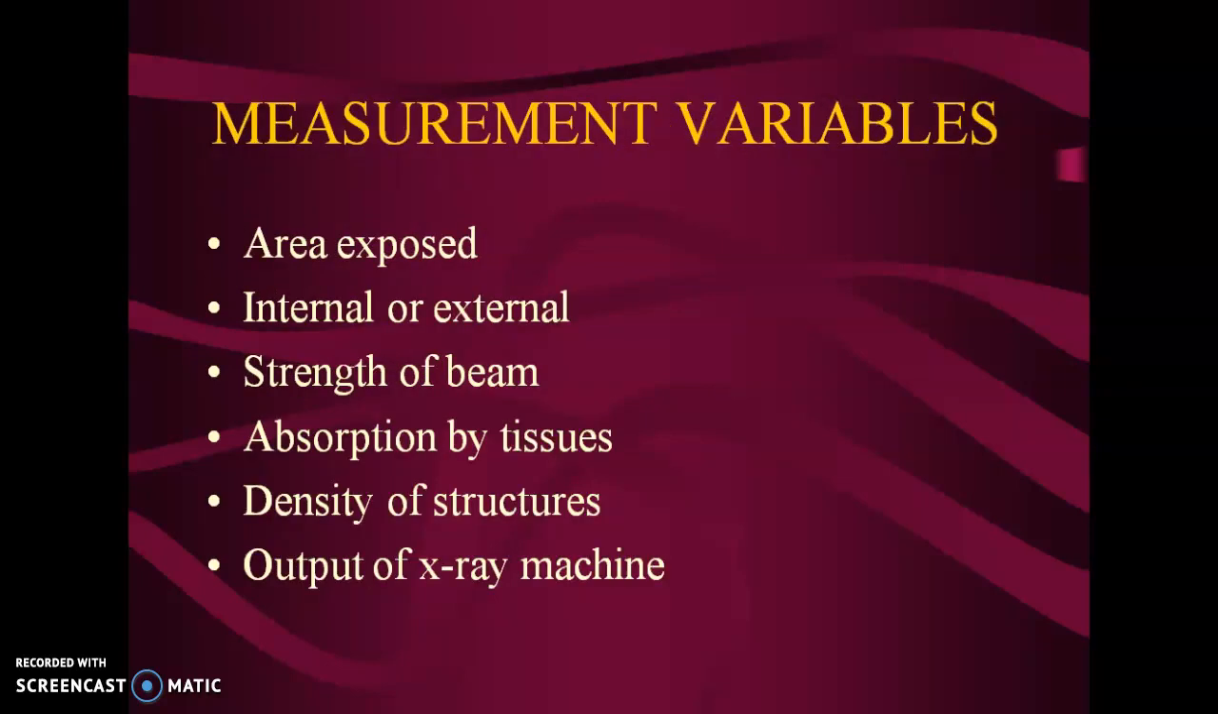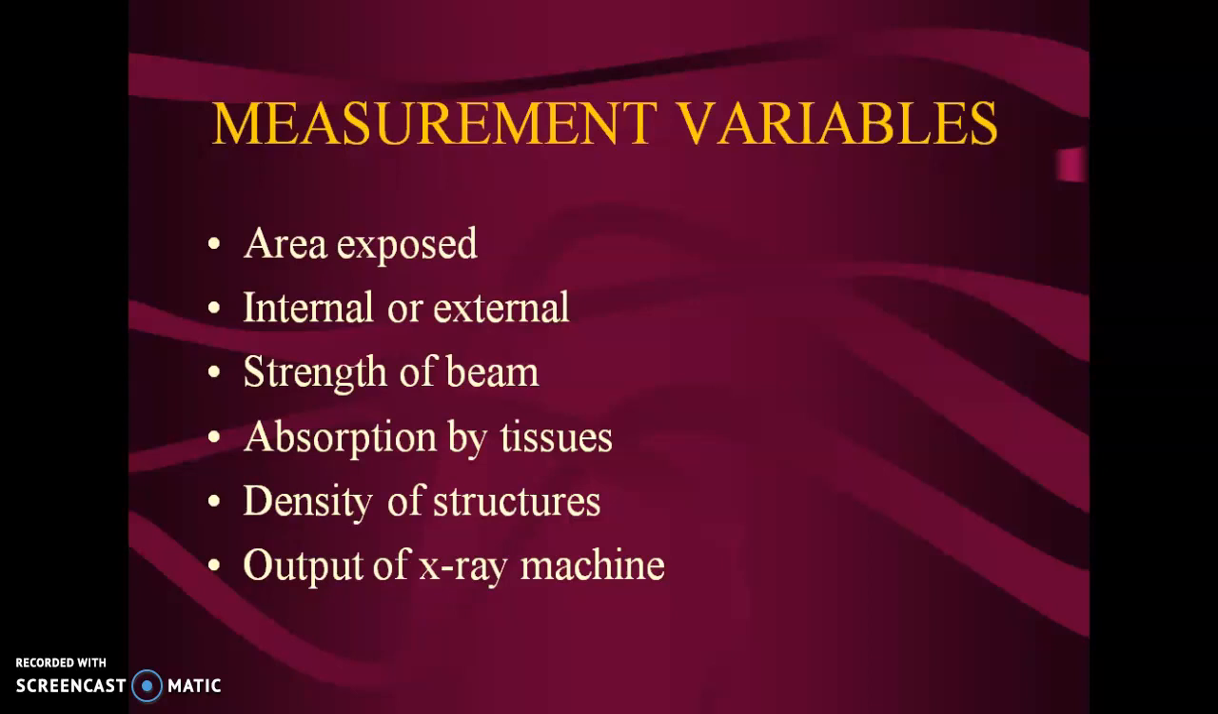Okay, some other measurement variables. The area exposed. Some cells are more sensitive than others, so depending on the area that's exposed, you may have more concerns. If the radiation source is internal versus external, you would have to take that into consideration. The strength of the beam. We talked earlier in a different recording about how wavelength affects how much of the radiation is absorbed. The more that's absorbed, the more damage you have.